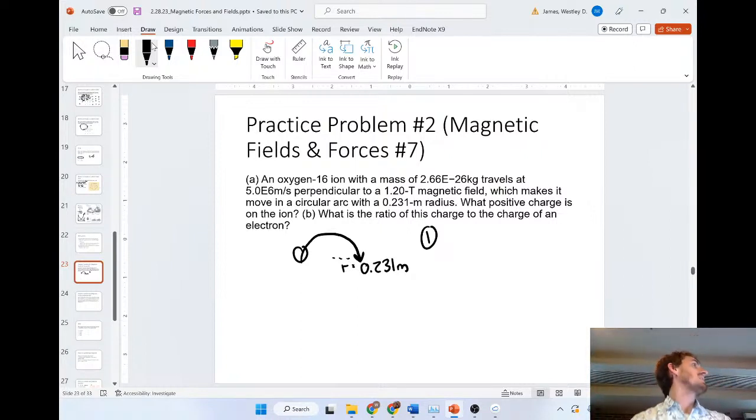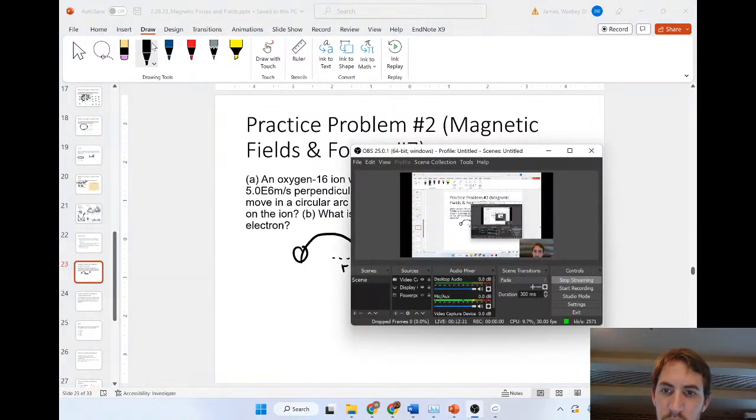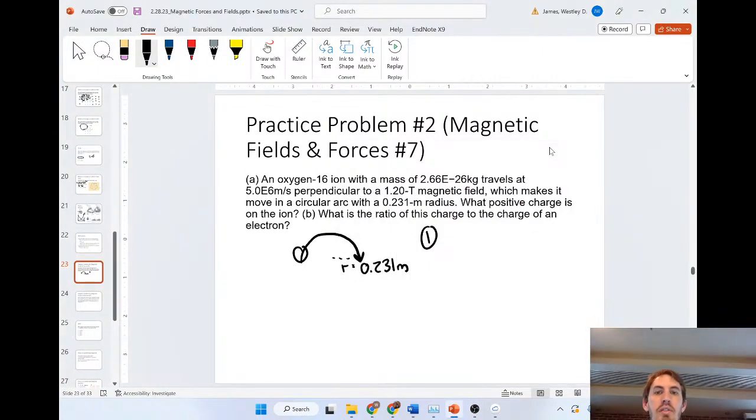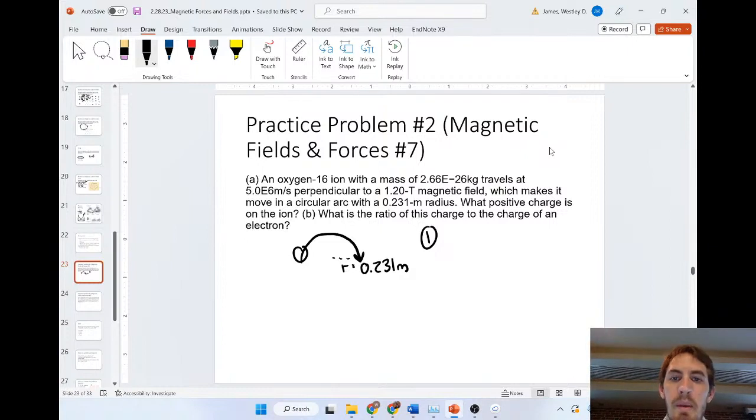It's an oxygen-16 ion. Oh, let me check something real quick. Yeah, great. You all can still see my face. Wonderful. People online. Mass, 2.66 times 10 to the minus 26 kilograms.